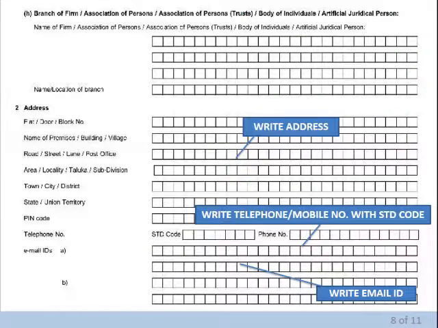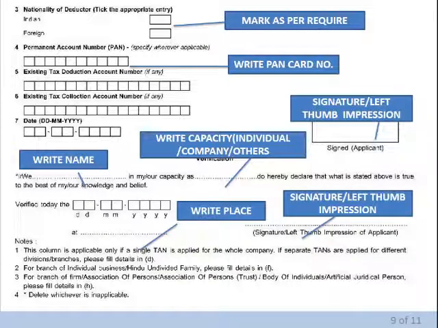Now in this slide you have to again mention your address. Write the full address, write your telephone number or mobile number with STD code and also mention your email address. Now here you have to click if you are representing as an Indian, and if you represent as a foreigner then you have to click as foreign.